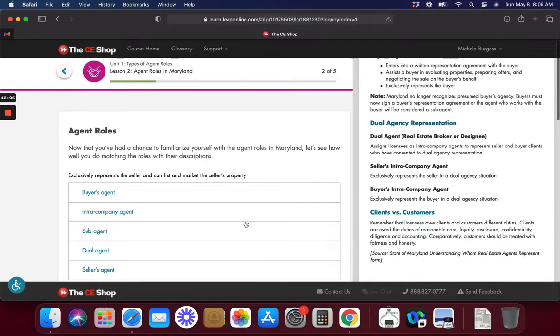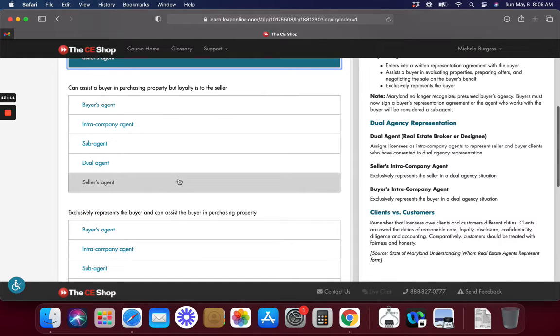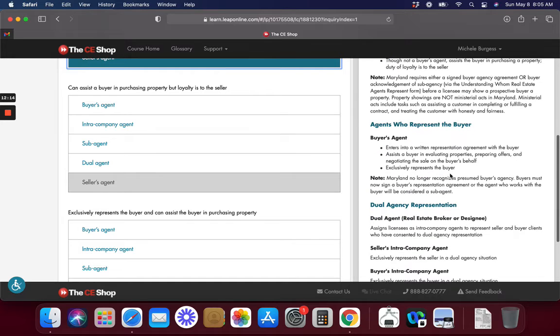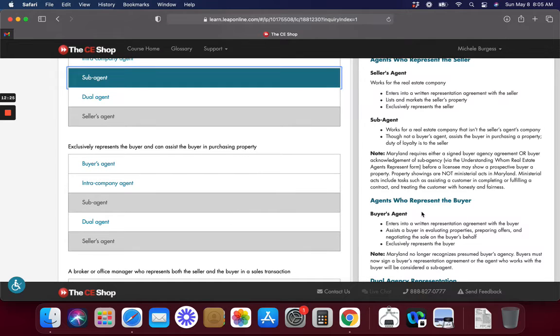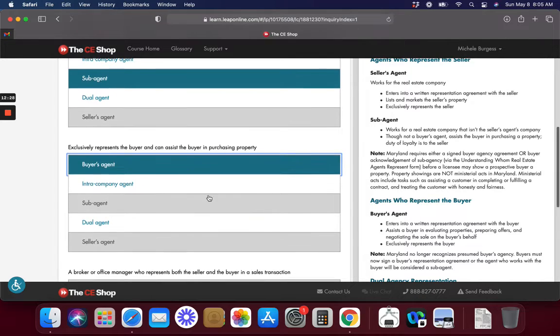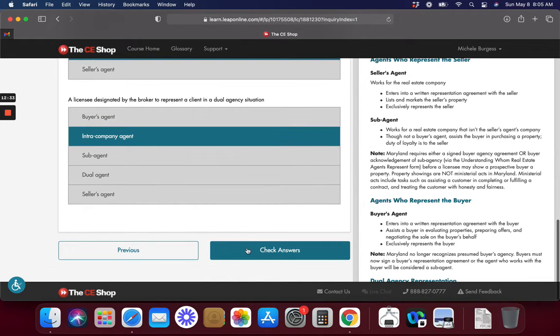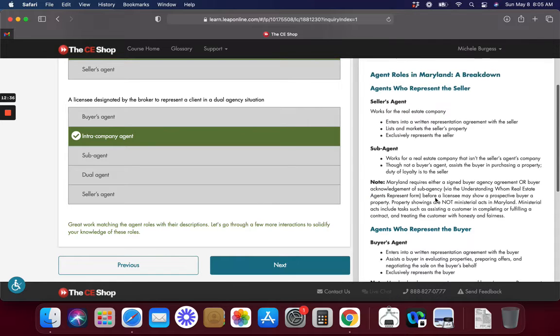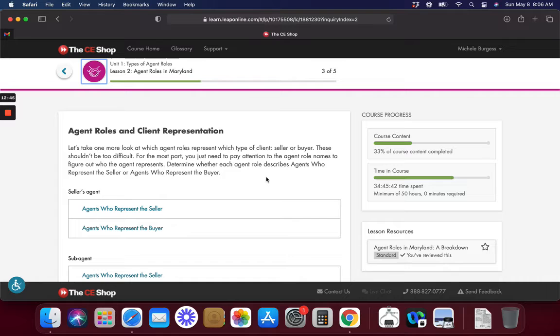All right, let's take this again. All right, represents the seller, seller's agent. We got that one. This is loyal to the seller. So this one is a sub-agent. Assists the buyer in purchasing, but the loyalty is to the seller. So the sub-agent exclusively represents the buyer, is the buyer's agent. This one is probably Doyle, and then this one's intercompany. This is going to be confusing. By the way, this is all of them, all over the place. This is not just specific to Maryland. I've had both my Maryland and Virginia license, and I'm just telling you it's the same thing in Virginia.